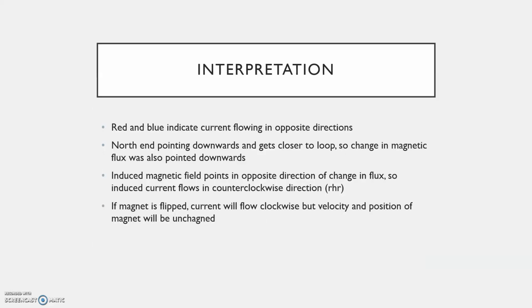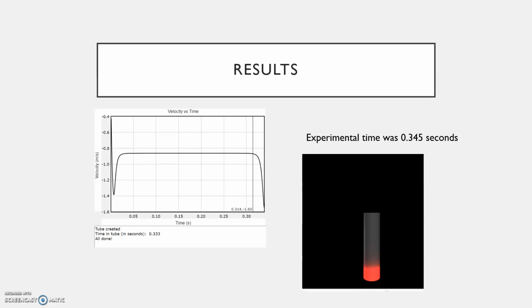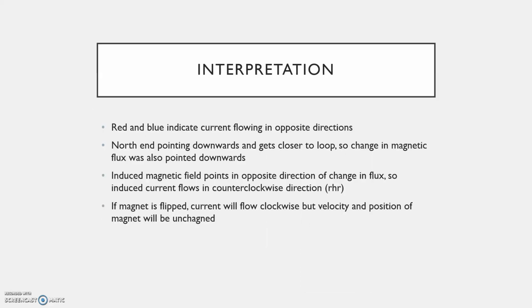So the interpretation was that the red and blue indicate currents flowing in opposite directions, either clockwise or counterclockwise. Here mine was red. Since the north end is pointing downwards and getting closer to the loop, the change in the magnetic flux was also pointing downwards. And since the induced magnetic field points in the opposite direction of the change in the flux, we know that it points upwards and that the induced current flows in a counterclockwise direction.